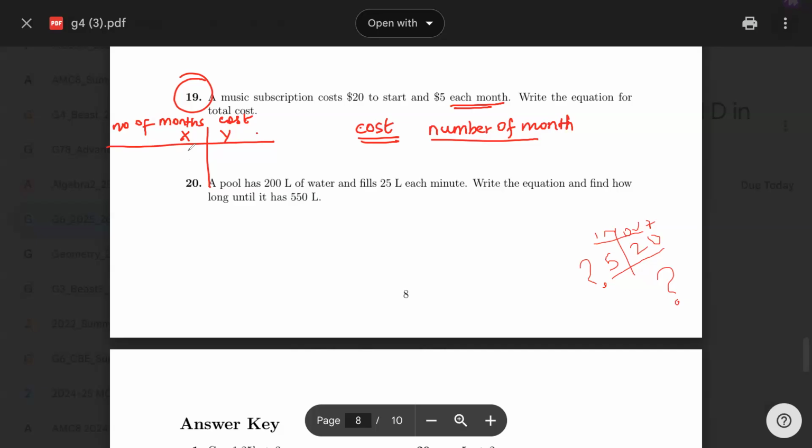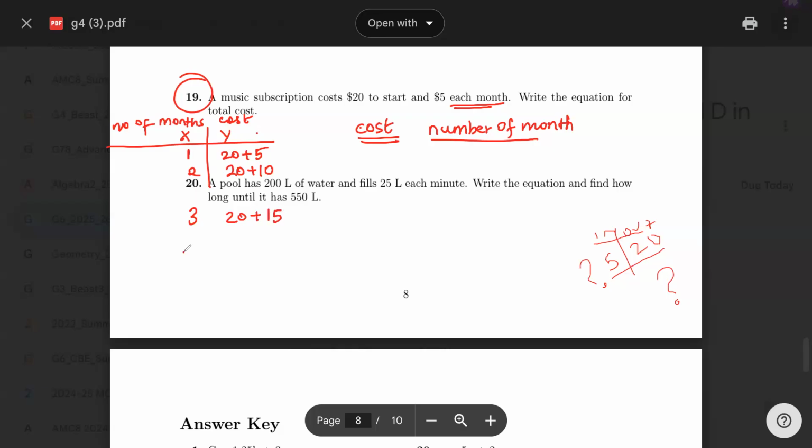Let's say the first month. What is the cost? That would be 20 plus 5. Okay. For the second month? For the second one, it would be 20 plus 10. What is the third month cost? That would be 20 plus 15.